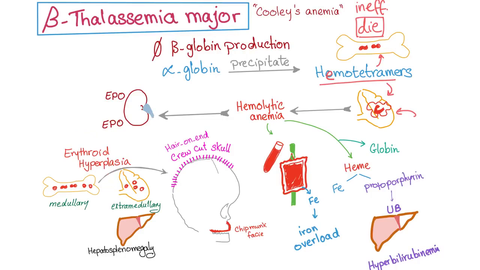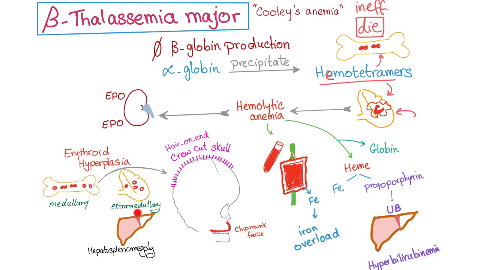Erythroid is the cell line that produces RBCs, and hyperplasia means increasing the number of cells. So we increase the number of RBCs, and we increase the production in the bone marrow. This is called medullary erythropoiesis. Fine, but I need more. I need more factories to produce more RBCs. So the spleen and the liver, or the reticuloendothelial organs, will take over. It's called extramedullary hematopoiesis. They will start forming new RBCs.